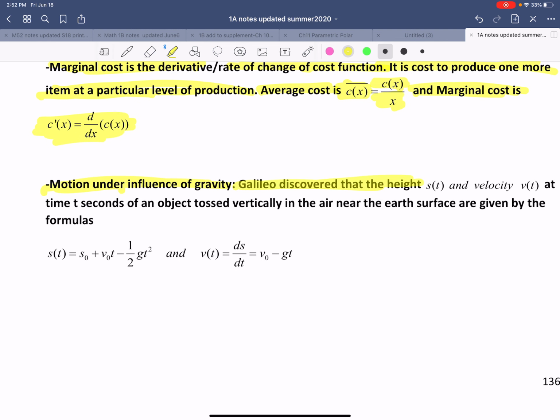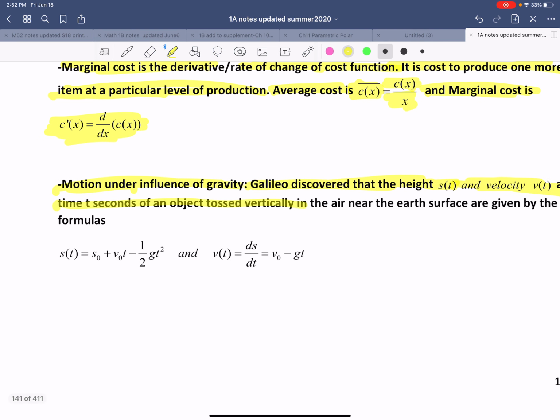Galileo discovered that the height s of t and velocity v of t at time t seconds of an object tossed vertically in the air near Earth's surface are given by the formula here.